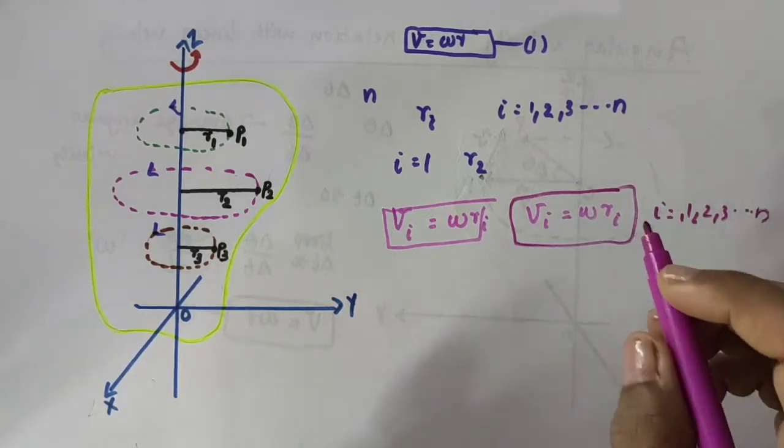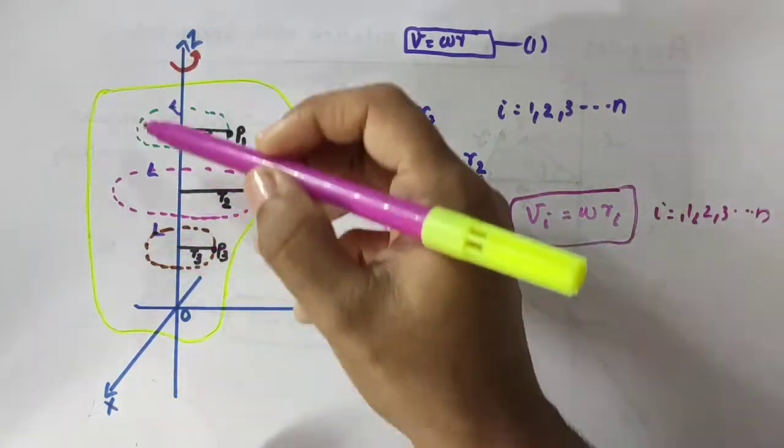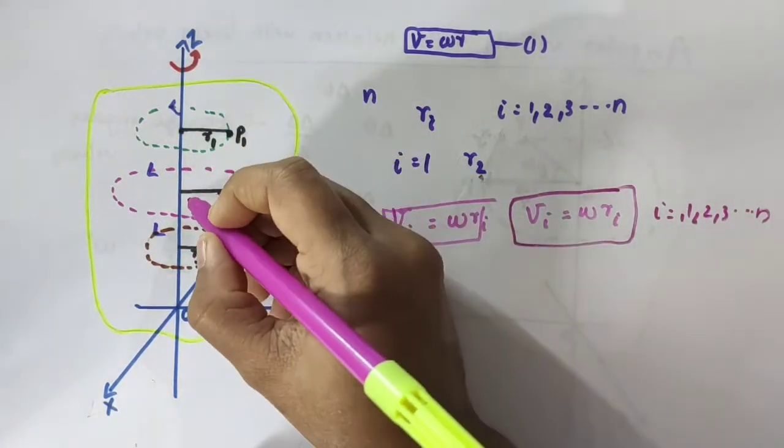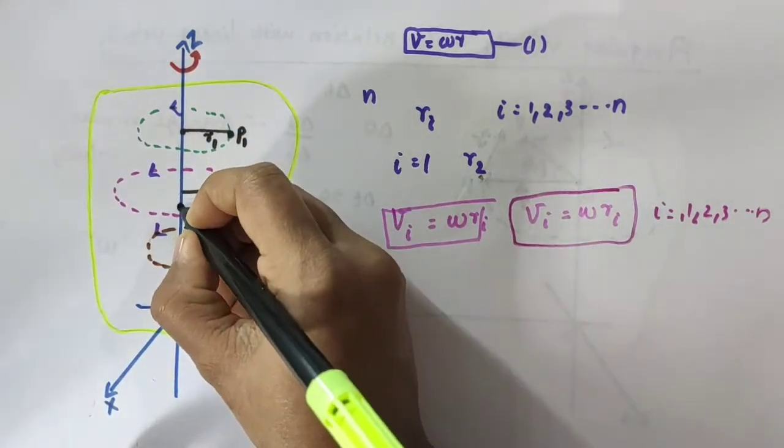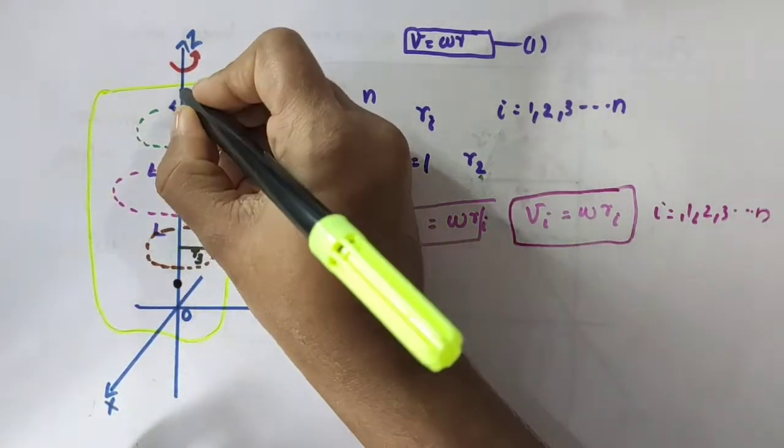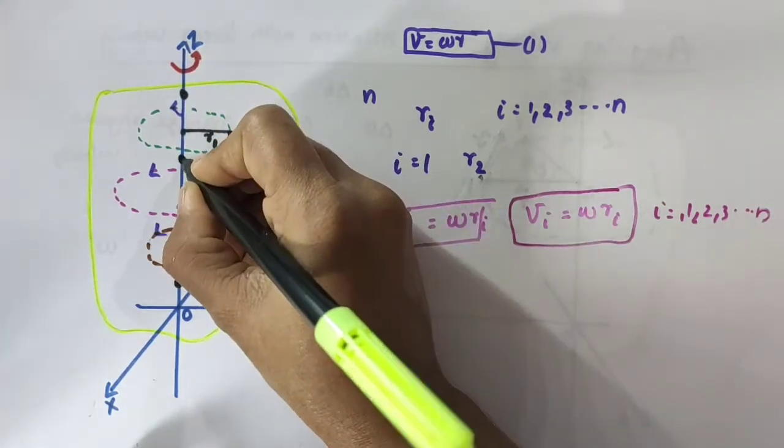Alright, now for particles on the axis of rotation, if you are considering a particle here on the axis of rotation, or a particle here, or a particle here, you can consider a particle here.